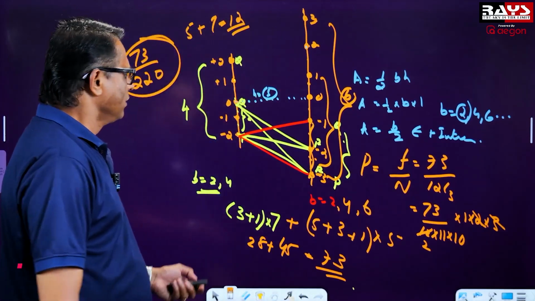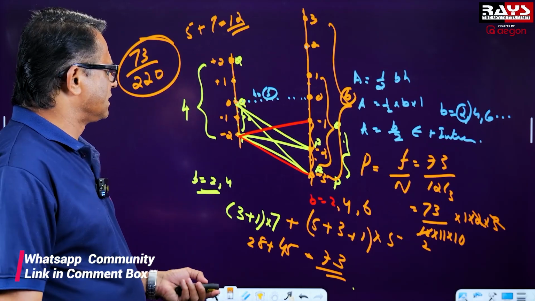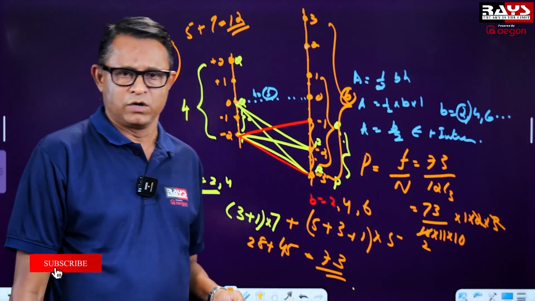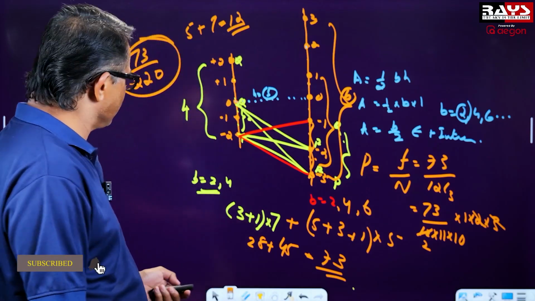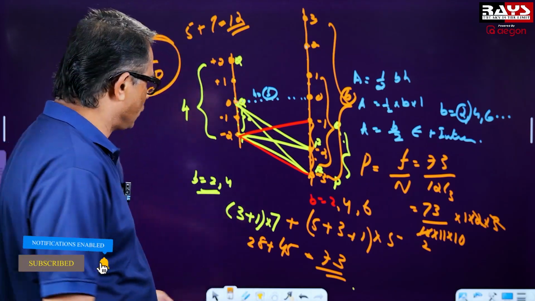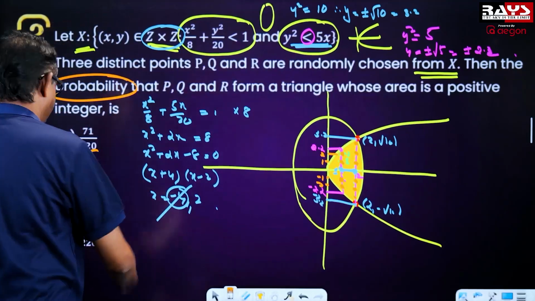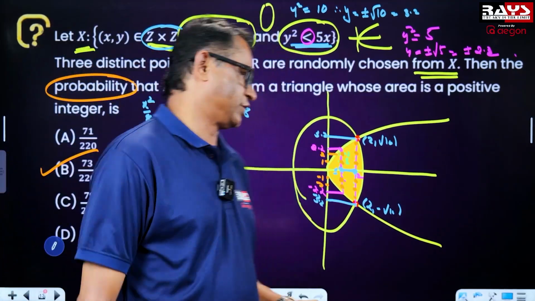I don't say it is a simple question, but you can do it. It's a doable question, but it will take a little bit of time. So that answer is 73 by 220. Option B is the answer to this question.